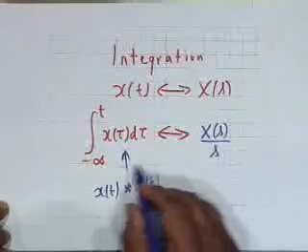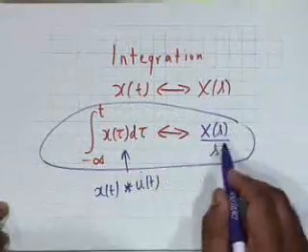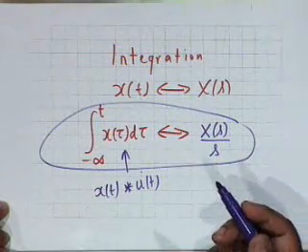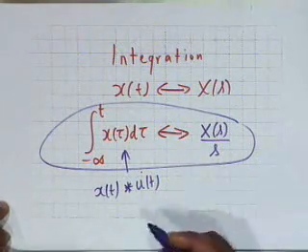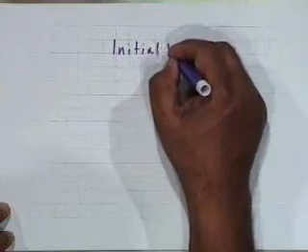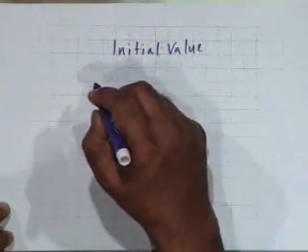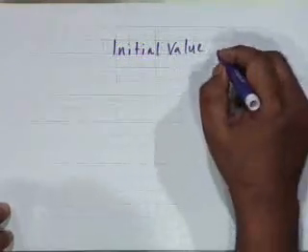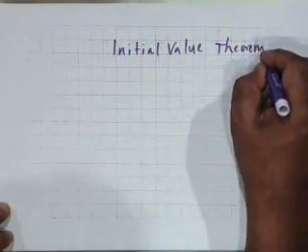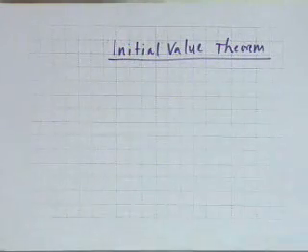For special kinds of signals, this relation, again exactly like the differentiation case, might have to be modified for special functions, right sided functions or left sided functions. But this is the formula, that integration is equivalent to dividing by s, differentiation is equivalent to multiplying by s. And finally, we come to the two theorems which are valid for special cases of functions. One is the initial value theorem and the other is the final value theorem.